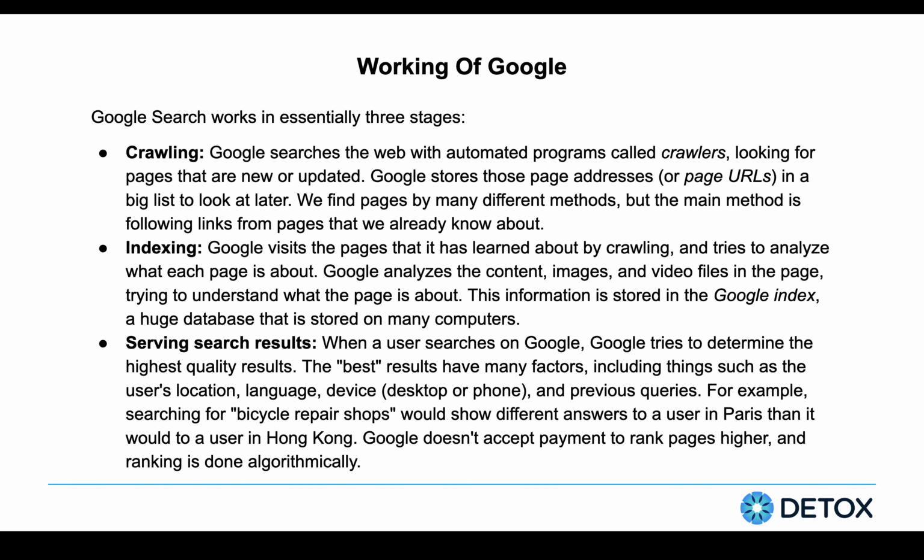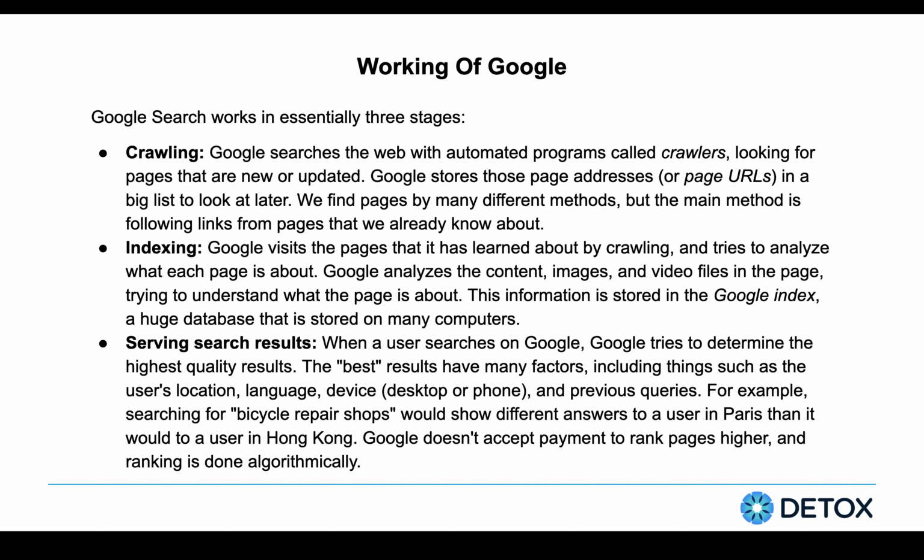After crawling, there comes indexing. Google visits the pages that it has learned about by crawling them one by one and tries to analyze what each page is all about. Google analyzes the content, images, and video files in a page, trying to understand what the page is all about, and then the same information is stored in the Google index, which is a huge database that is stored on various computers over the internet.